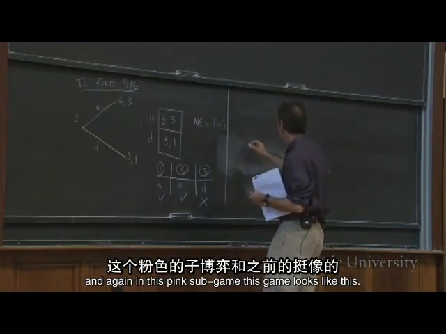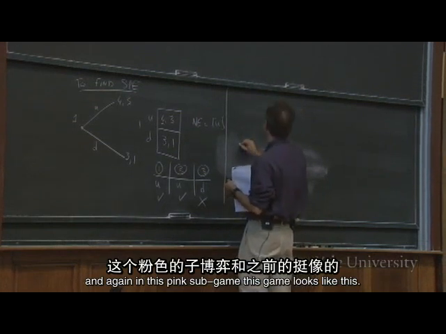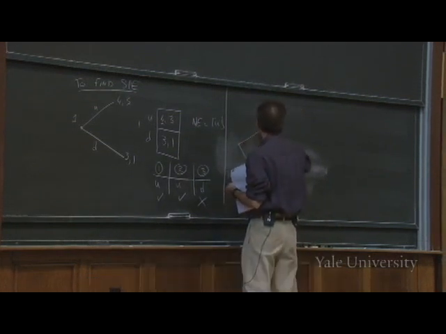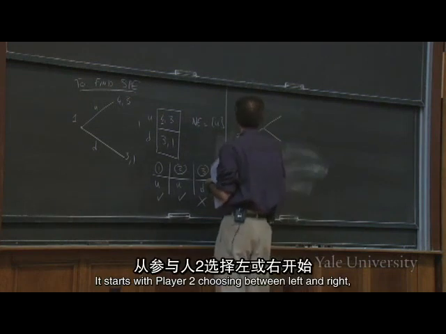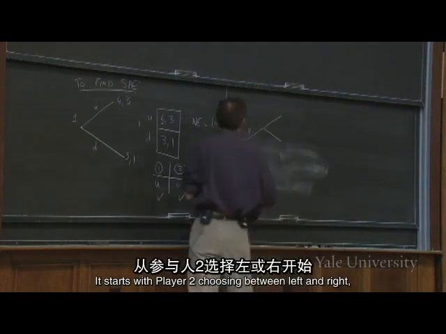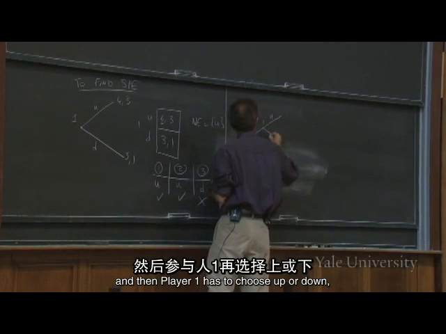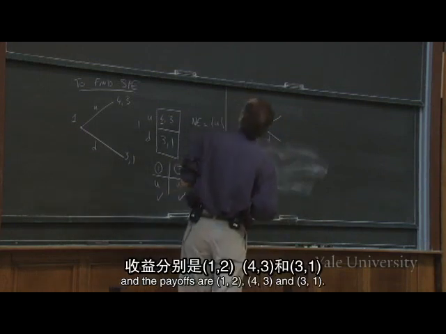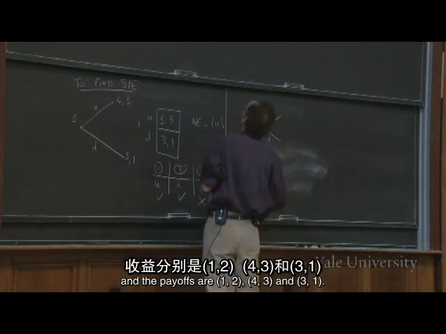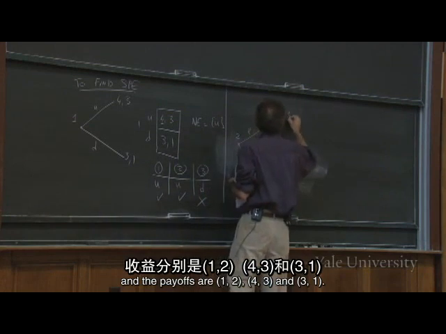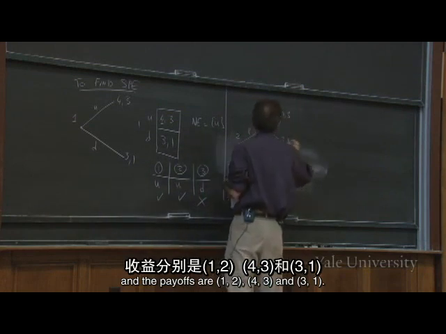All right, and again, in this pink subgame, this game looks like this. It starts with player 2 choosing between left and right, and then player 1 has to choose up or down, and the payoffs are 1, 2, 4, 3, and 3, 1.